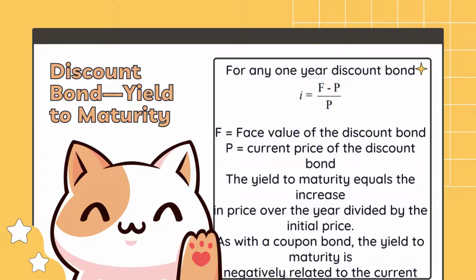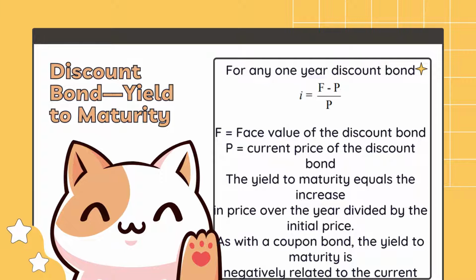So, F, again, is the face value of the discount bond. P is the current price of the discount bond. Then, the yield to maturity is equals the increase in price over the year divided by the initial price. As with the coupon bond, the yield to maturity is negatively related to the current bond price.